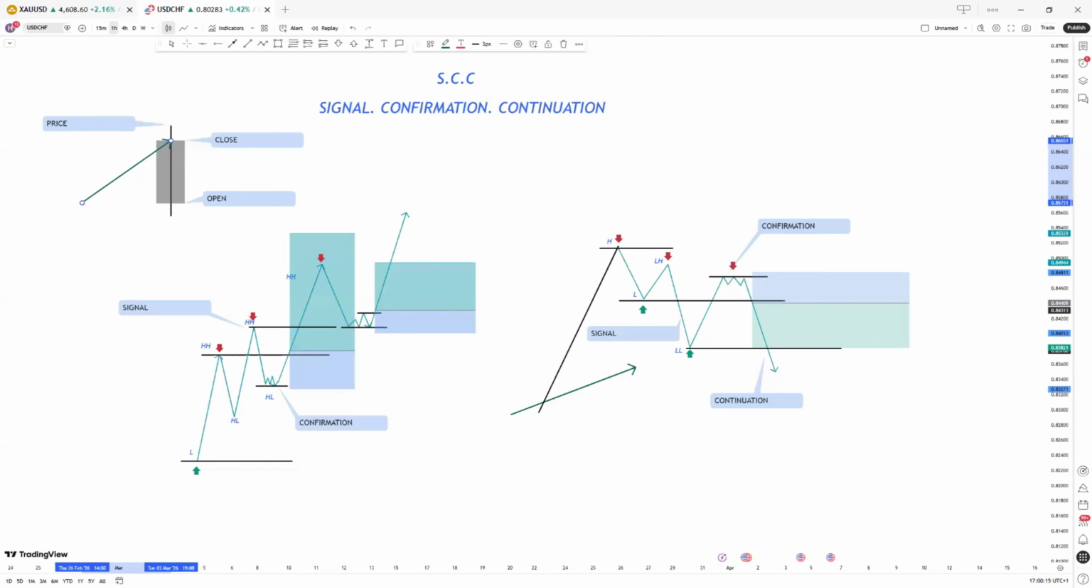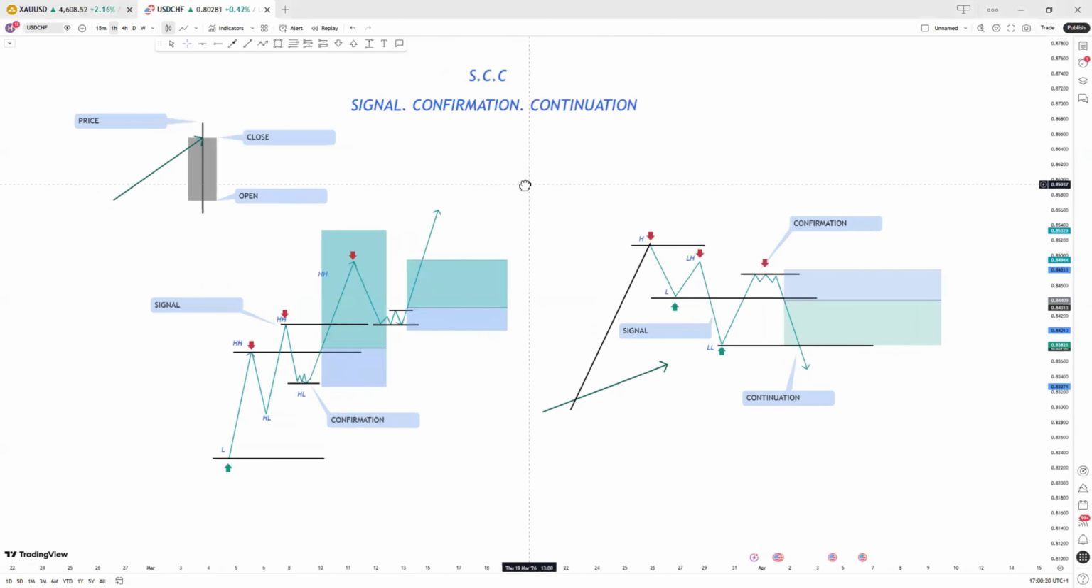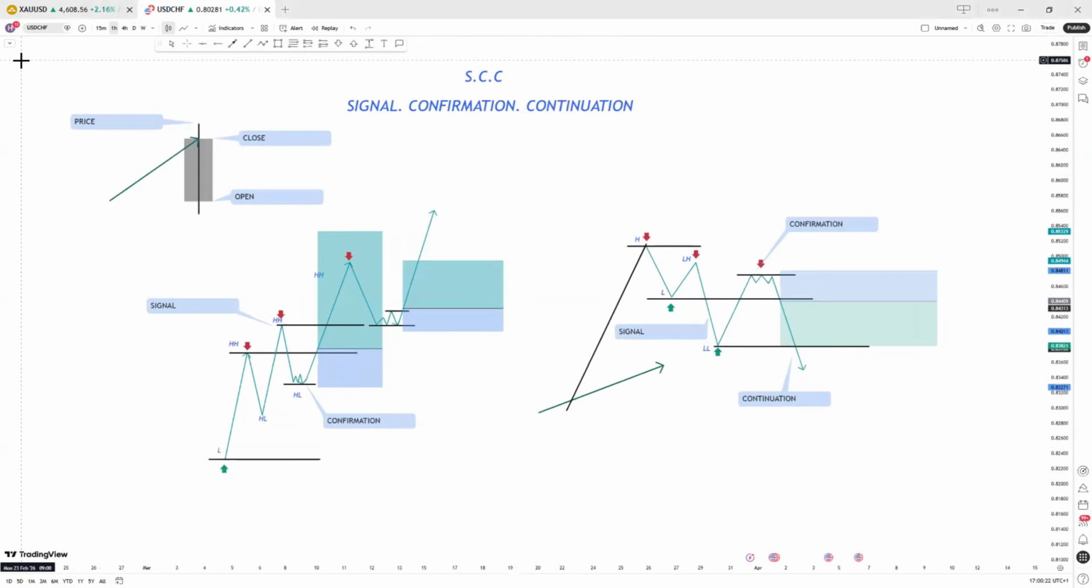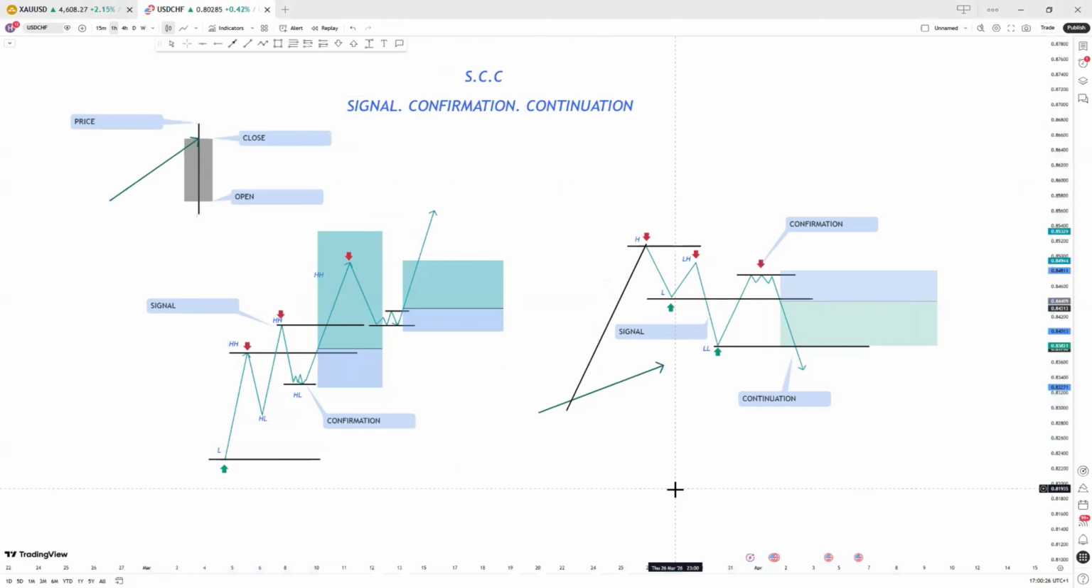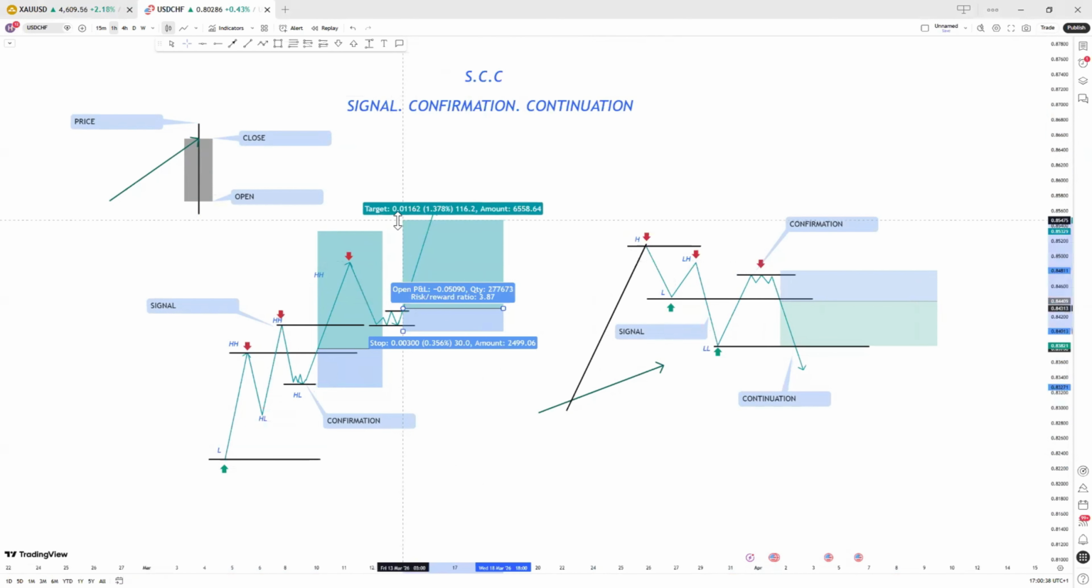Are you there? Yeah, I'm here now. So what I want you to do is, I want to give you time to take a screenshot of everything right here so that you understand. Yeah, I've already done that. That's nice, that's quick.